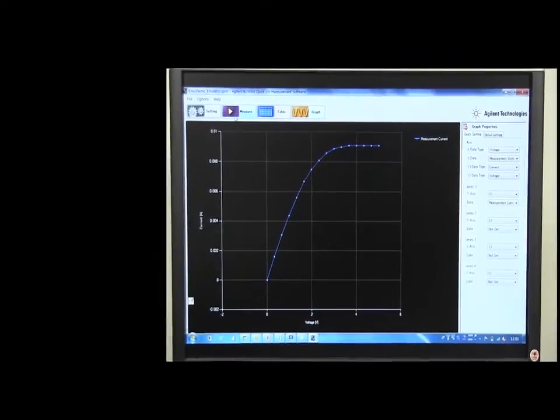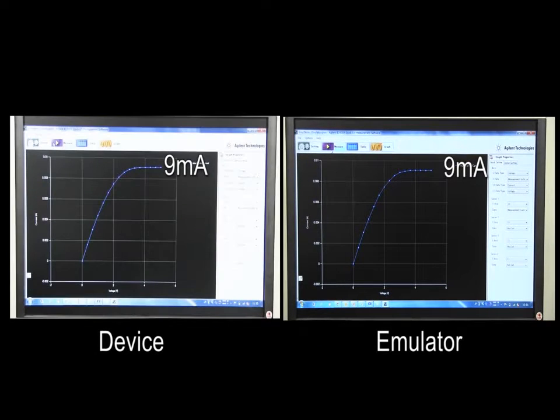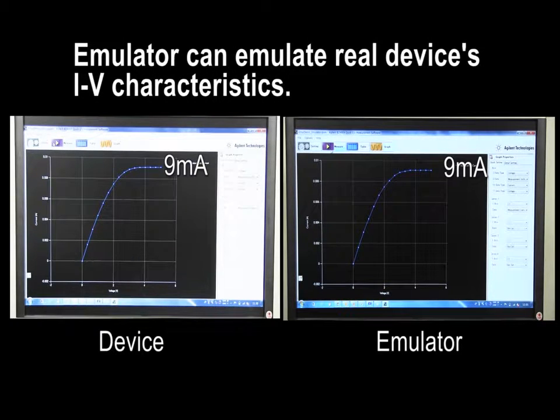The graph on the left is the IV curve of the device, and the graph on the right is the IV curve of the emulator. As you see, they are exactly the same. By using the emulator, the real device's current-voltage characteristics can be emulated like this.